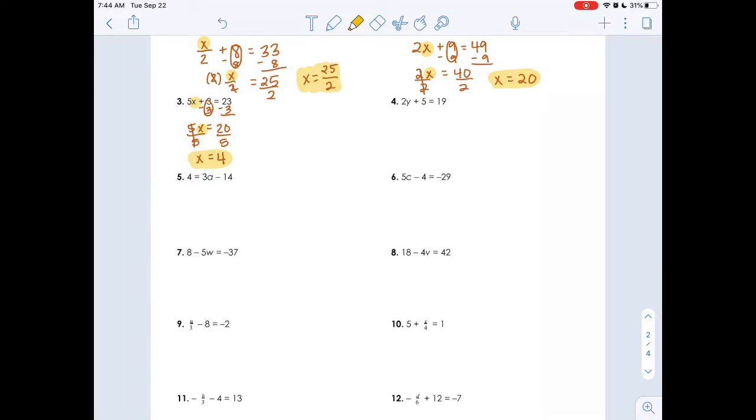Number 4, you're going to try 2y plus 5 equals 19. The variable here is y. The first thing I'm going to do to get it by itself is subtract 5 from both sides. When I do that, this 5 minus 5 gives me 0, leaving me with 2y equals 19 minus 5 is 14. To get this y completely by itself, I'm going to divide by 2 on both sides. 2 divided by 2 gives me 1y. 14 divided by 2 is 7.